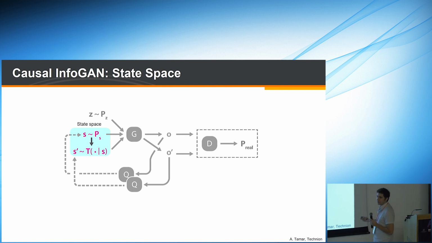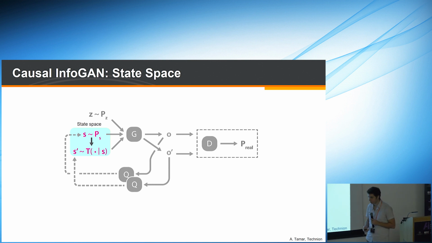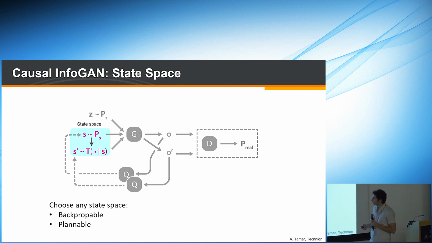Now, what are these states that I am talking about? These states would capture the transition that generated the pairs of observations that we saw. And we want them to be, first of all, back-propagatable, so we can actually train this using gradient descent. And we want them to be plannable, so we can later plan a sequence of images. So any model that satisfies these will be good for us.